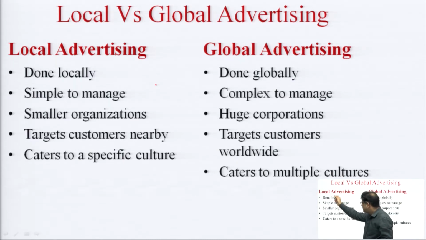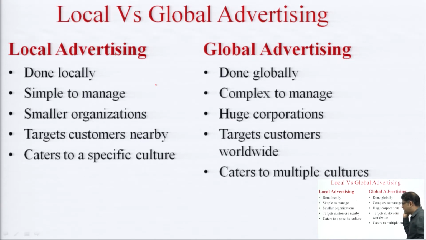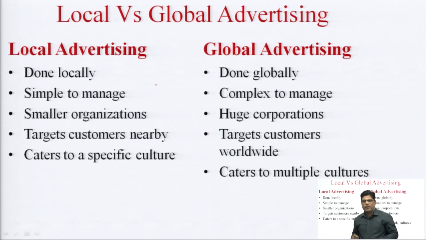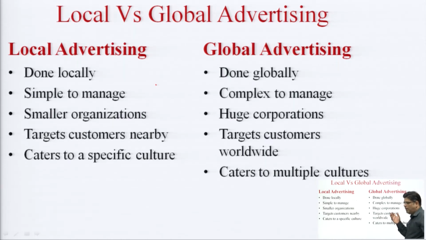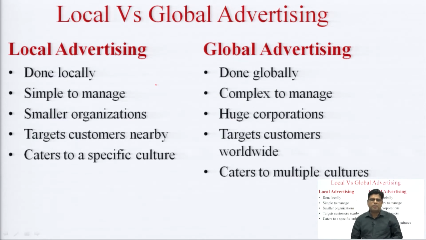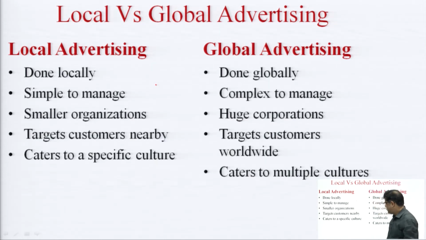The last point in local advertising says that it caters to a specific culture. By specific culture we mean that the audience is more or less homogeneous, and therefore there is not much variation. So, local advertising is basically targeting people of a specific culture because it is done locally and in a very confined region. While in case of global advertising, it caters to multiple cultures, multiple subcultures, multiple countries, states, areas, regions, languages, races, whatever you want to say. So, global advertising is truly covering a lot of people, millions and billions of people across the globe.